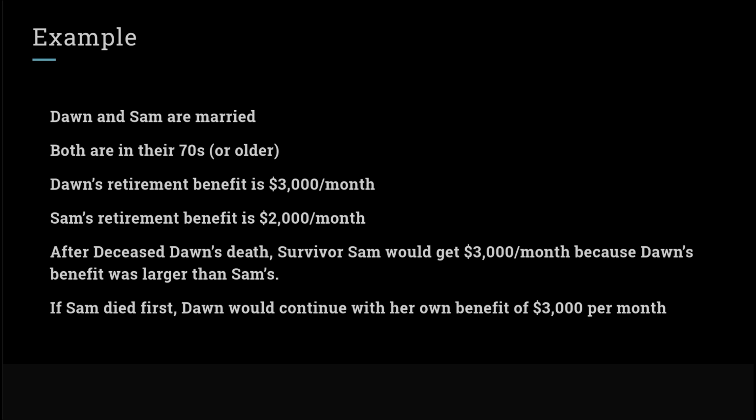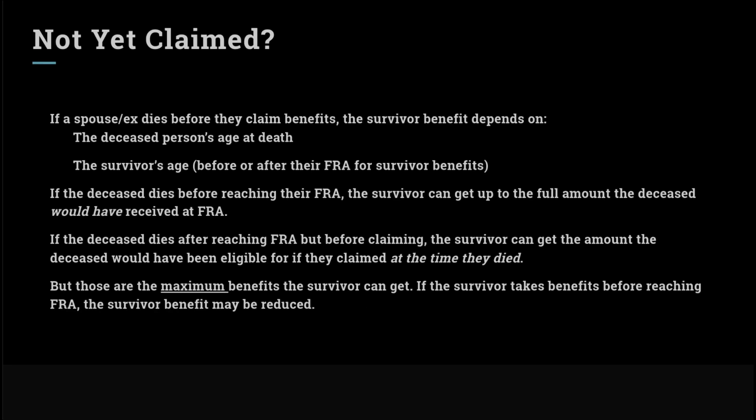If Sam died first instead of Dawn, then Dawn would not get a survivor benefit. Instead, she would just continue with her own benefit of $3,000 per month because it would not make sense to switch to a smaller benefit. Those are the basic rules with a simplified case. The survivor gets the bigger payment in most cases, and the smaller payment goes away. Of course, things get more complicated than that, and there are opportunities in some cases to maximize and switch benefits.